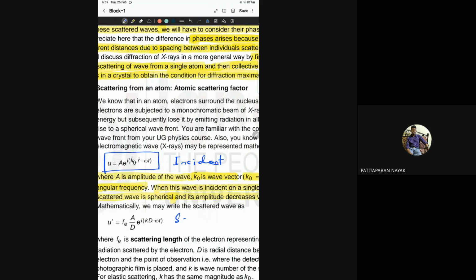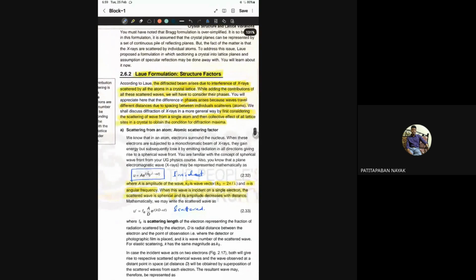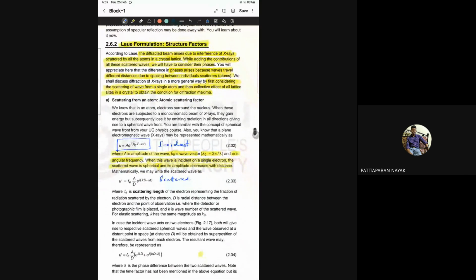Incident. This is scattered. Okay. So the scattered wave can be written as u prime is equal to Fe into A by D e to the power i(k dot d minus omega t), where Fe is the scattering length of the electron, representing the fraction of radiation scattered by the electron.